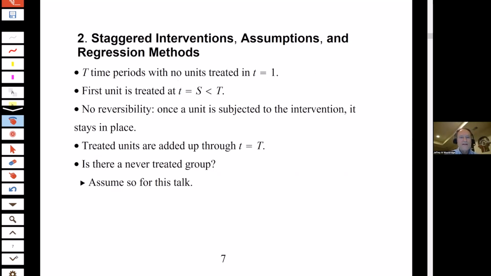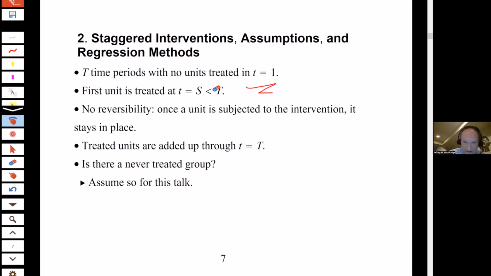So there's no reversibility here. Okay, so that is an interesting question. I have a student working on that as well. But so there are capital T time periods. We are going to have a control period, at least one control period. If it's 2, 5, 6, all the better. The first unit is treated at time S, which is strictly less than T.